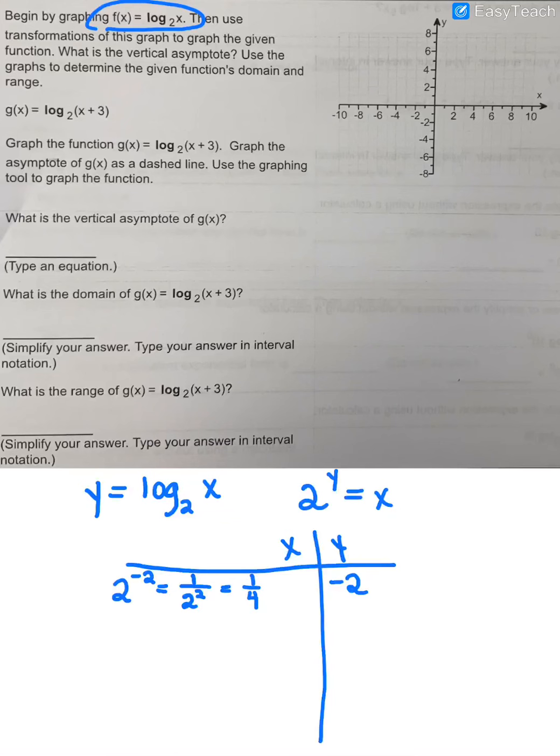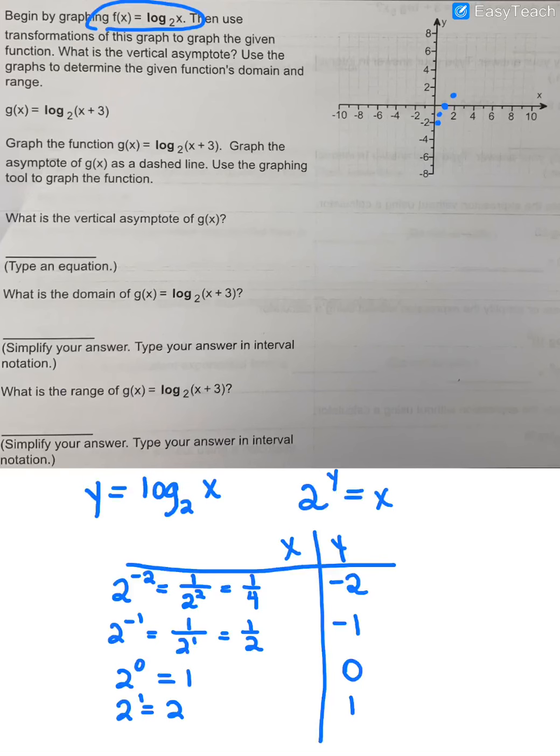So up here on my graph, when x is a fourth, my y is down at negative 2. Then I'm going to use a y value of negative 1. 2 to the negative first would become 1 over 2 to the first, so that's just a half. So when I plot that, when x is a half, my y is negative 1. Then y will be 0, so 2 to the 0 is going to be 1. So when x is 1, my y is 0. And then when y is 1, 2 to the first is 2. So an x value of 2 gave me a y value of 1.